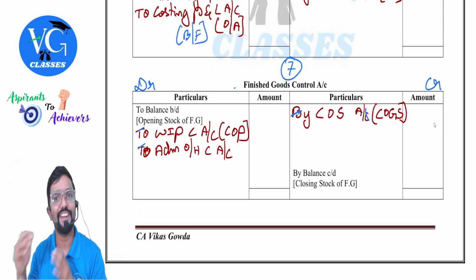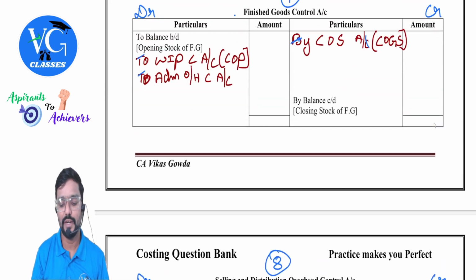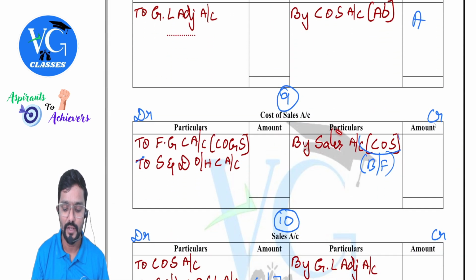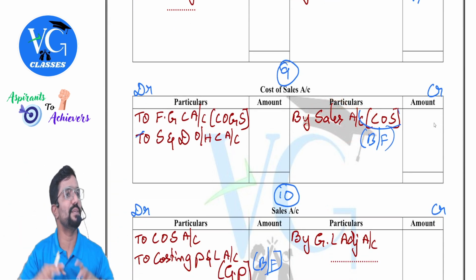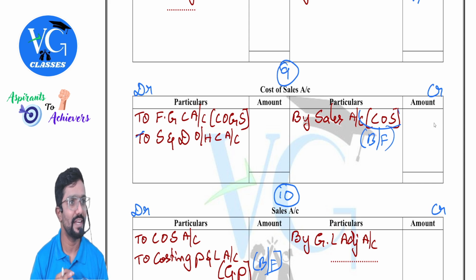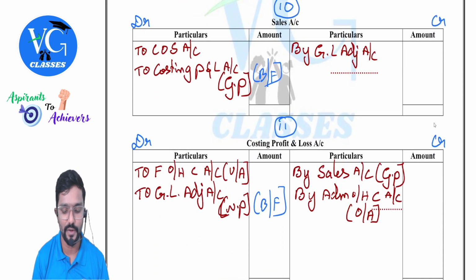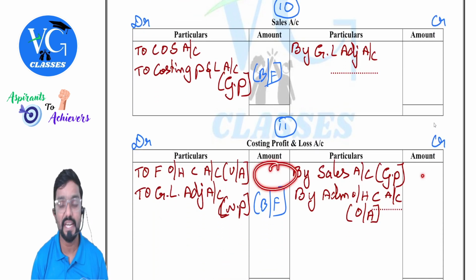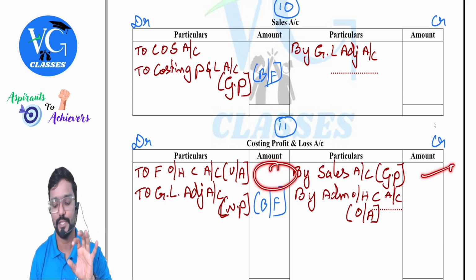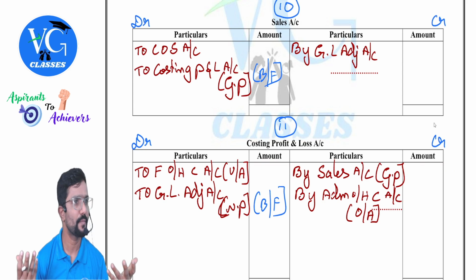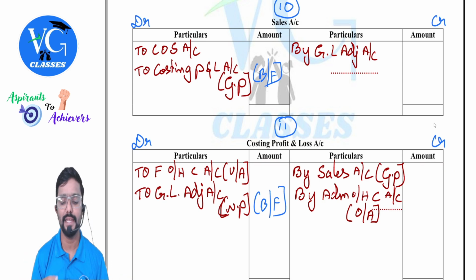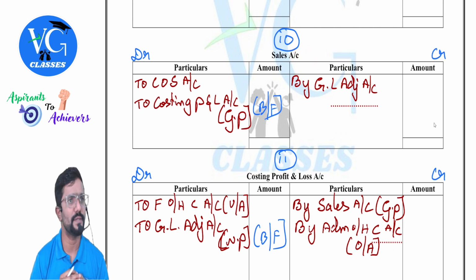Or else, another alternative. Sir, I will transfer this to cost of sales, sir. But from cost of sales, I will not transfer it to sales account, sir. I will transfer it to costing P&L. Clear? So from cost of sales, you will transfer to costing P&L account. It will come on the debit side. On the credit side, record sales. That is why general ledger will come. This is the alternate treatment I am telling you. Clear? In that case, no need to prepare sales account.